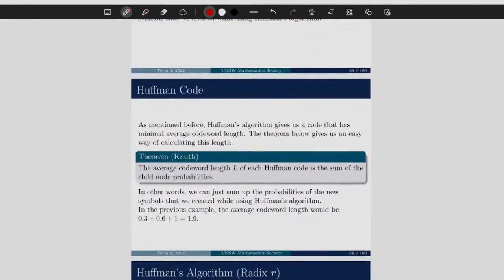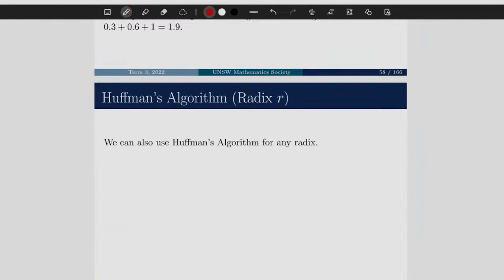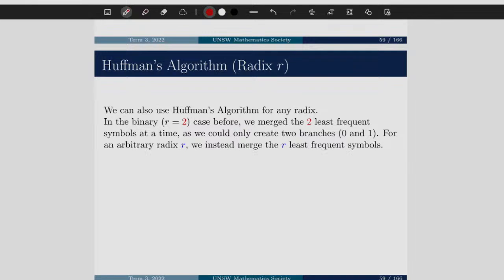Cool, so it's like, okay, yeah. So we can also use Huffman's algorithm for any radix, more than just 2, right? But the problem with this is that we very much need to keep in mind dummy symbols. With the binary case before, we could very easily just merge the last two. Always. Just always merge the last two.